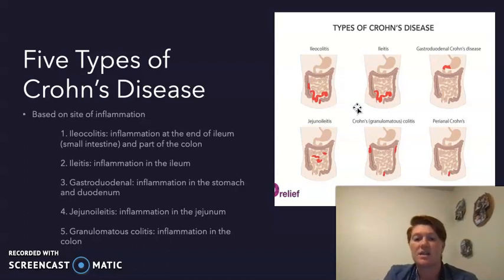And then there is the jejunoileitis, which is the inflammation of just the jejunum. And then this last one does not involve the small intestine, it is just inflammation of the colon. And then perianal, as I said before, isn't as common as the other 5 types of Crohn's.